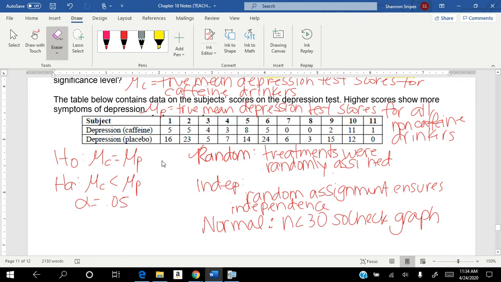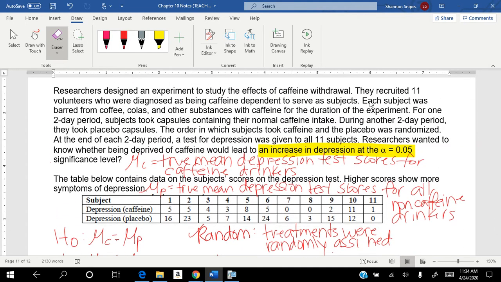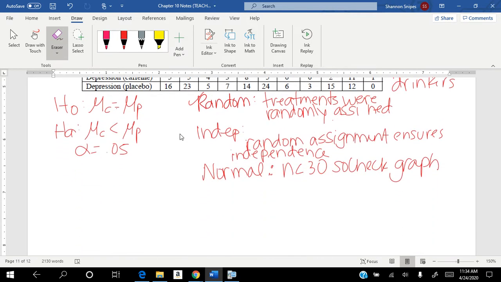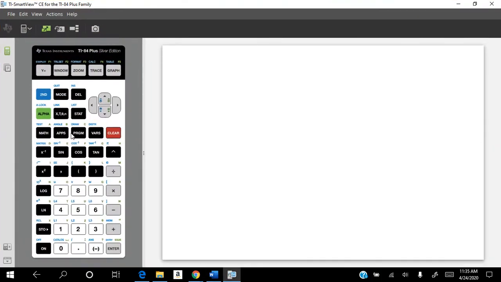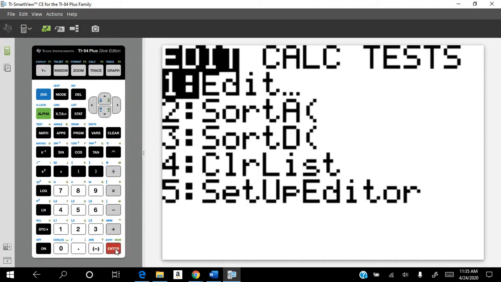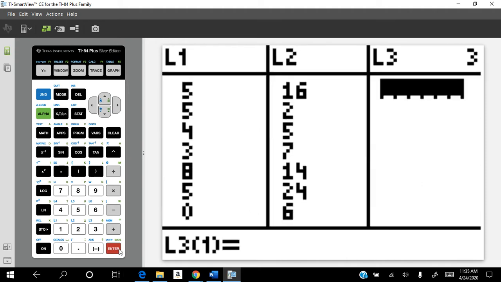So I'm going to scroll back up, make sure you know what I'm talking about. Each subject didn't drink caffeine and took the capsules. And then it was the same subject for both treatments. So we only had one group of people. So random assignment ensures independence. Check. We do not check the 10% condition because this is an experiment. The normal condition: n is less than 30, so we're going to have to check our graphs. So I'm going to go over here to the calculator now. I have entered the data into list 1 and list 2.